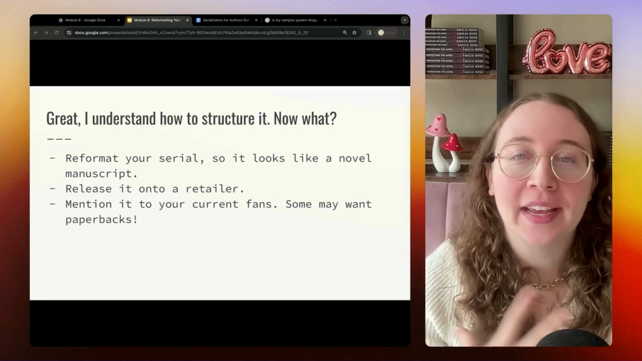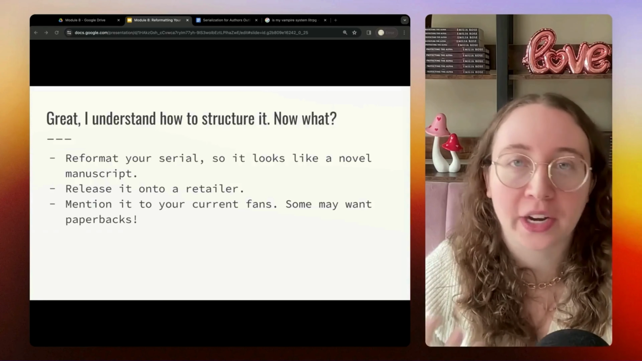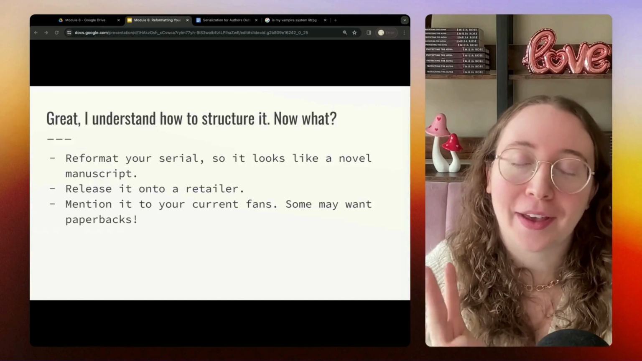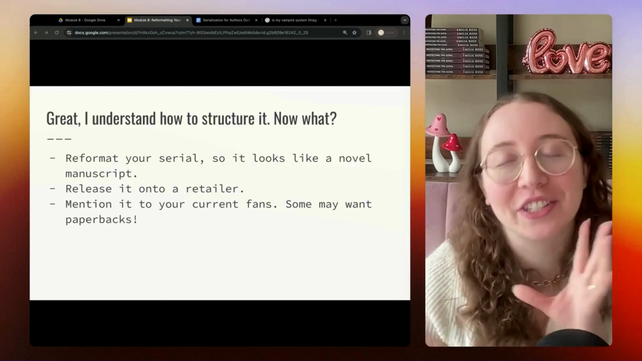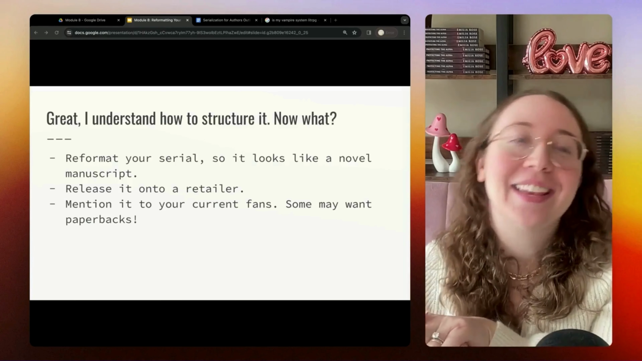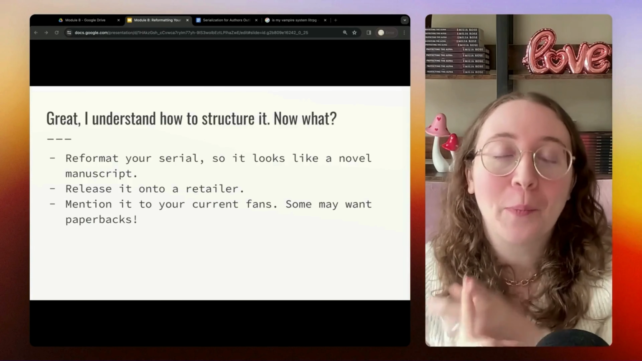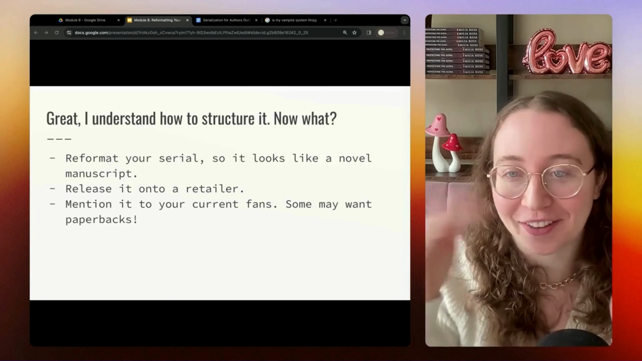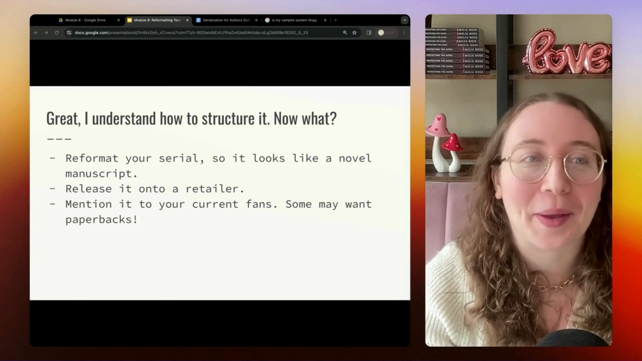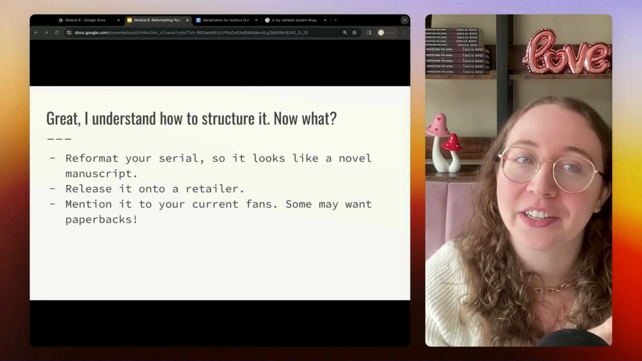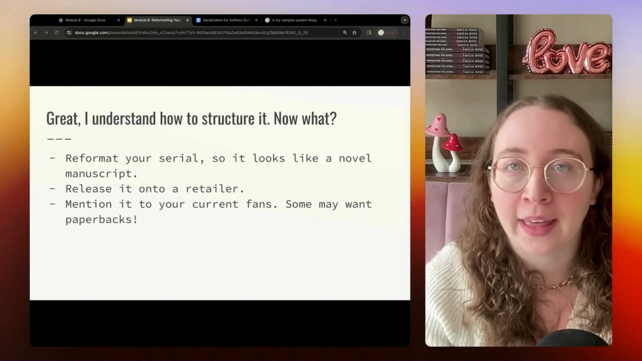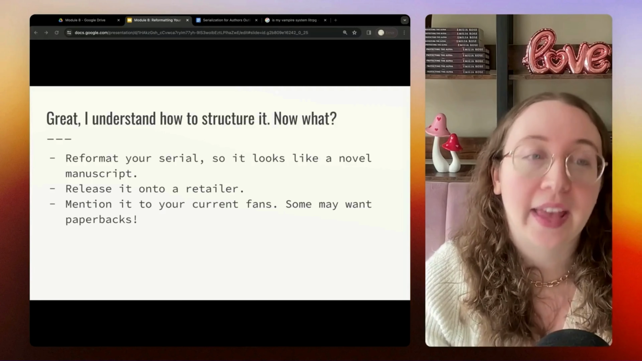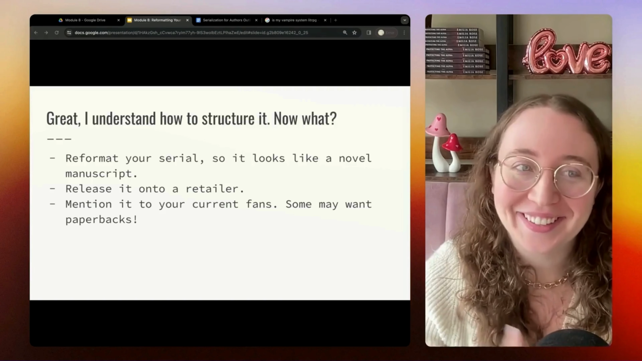Great, I understand how to structure it now. What should I do? So you're going to have 3 steps that you do to officially restructure your serial into a novel. Once it's edited and based on those previous things we talked about, you're going to reformat your serial so it looks like a novel. And you'll use formatting software like Vellum maybe. Then you're going to release it onto the retailer.